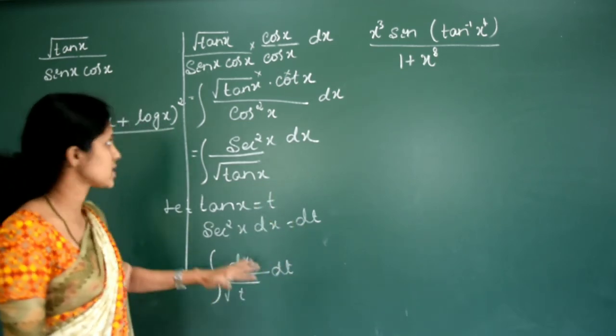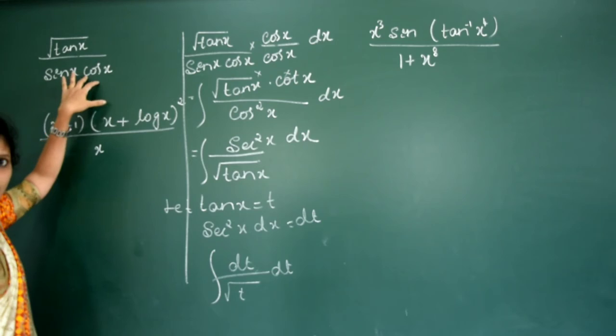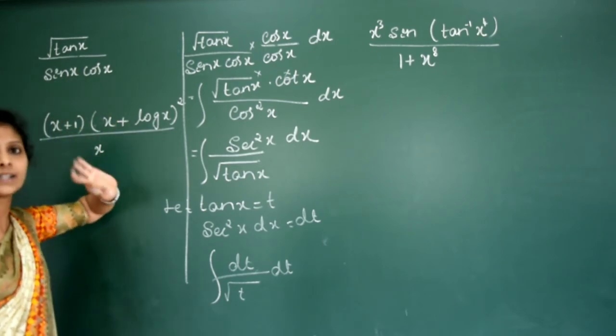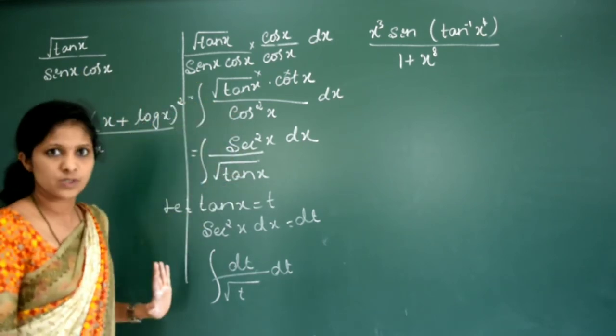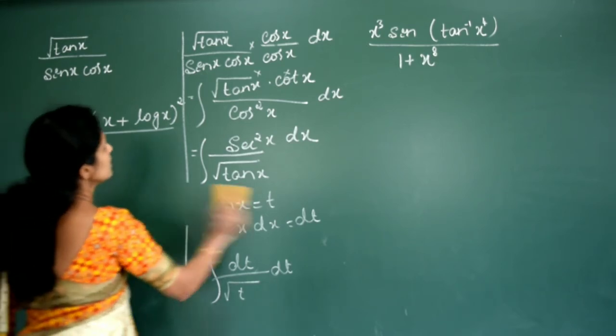I hope you understood this one. What you have to do? Direct substitution is not possible, so we need to multiply and divide by cos square x, so that we will get the secant square x. Then substitution is possible. Okay, we will see the next one.